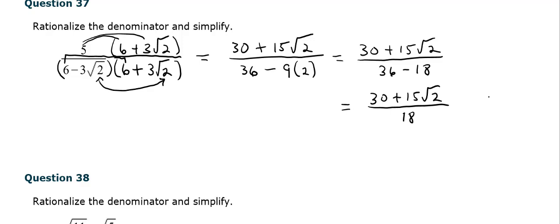Now I reduce if possible. If something divides into 30, 15, and 18, then I can reduce this. And 3 divides into all 3, so I'm going to divide a 3 out of 30, which gives me 10, a 3 out of 15, which gives me 5, and a 3 out of 18, which gives me 6. So my final answer will be 10 plus 5 square roots of 2 over 6.